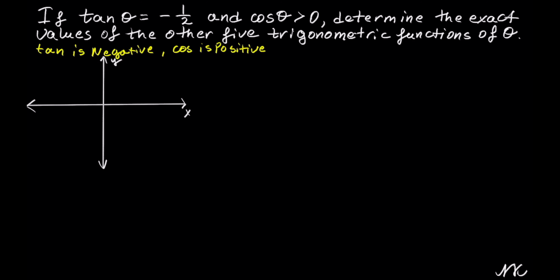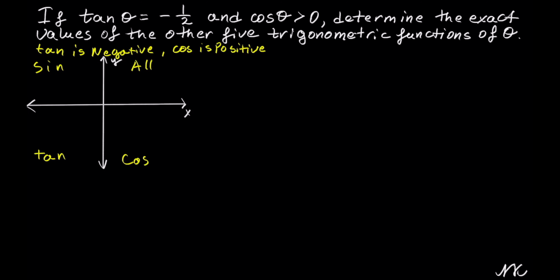So here we have x and y axes. We have "All Students Take Calculus." This stands for: all trigonometric functions are positive in the first quadrant. Sine and its reciprocal are positive in the second quadrant. Tangent and its reciprocal are positive in the third quadrant, and cosine and its reciprocal are positive in the fourth quadrant.